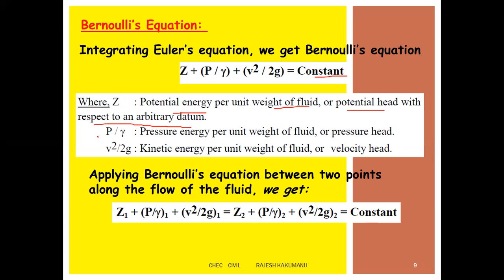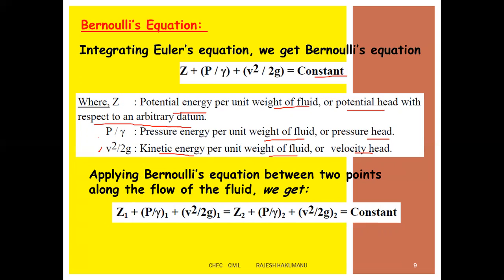Next, p by gamma is the pressure energy per unit weight of a fluid, or pressure head. Next, v square by 2g is the kinetic energy per unit weight of a fluid, or velocity head. So we have the potential energy, the pressure energy, and the kinetic energy. In some textbooks, you can see H instead of Z.